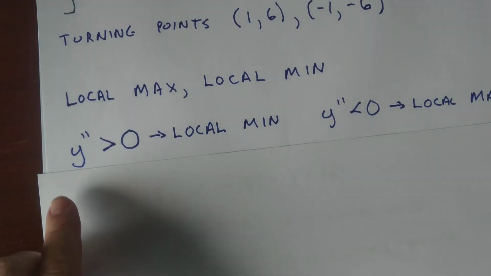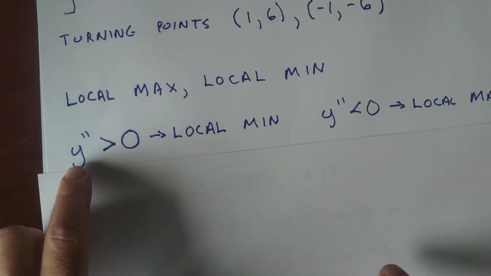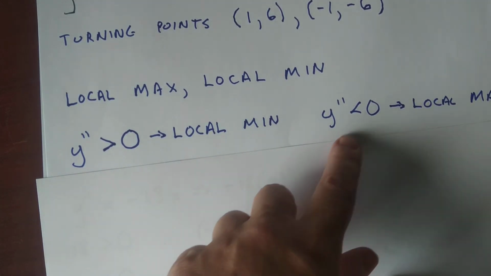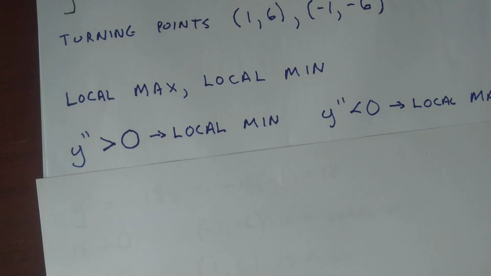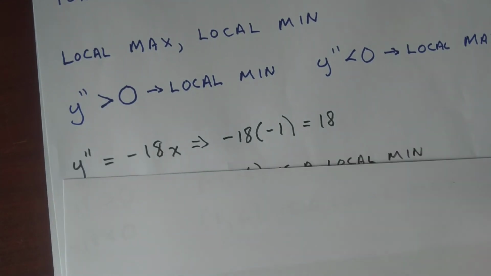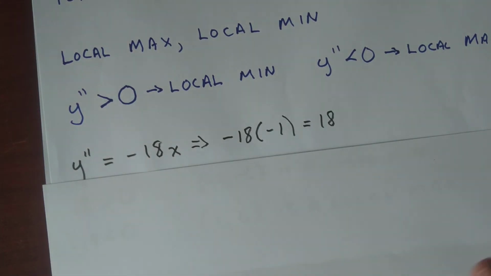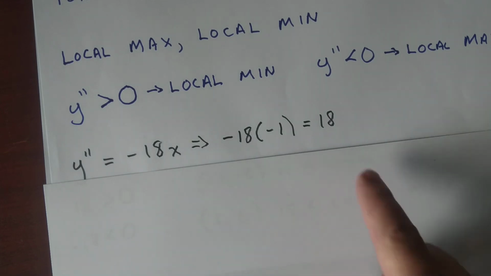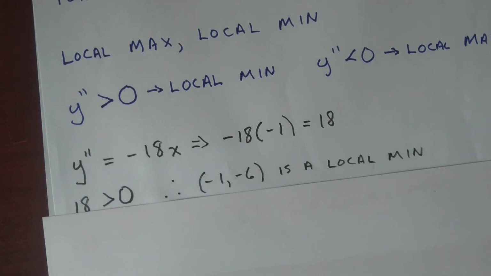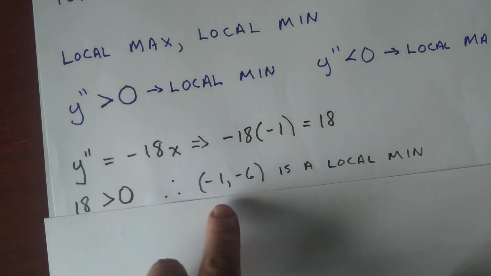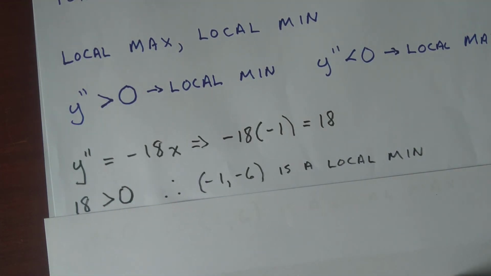Okay, so y double prime, if it's greater than 0, it's a local minimum. If it's less than 0, it's a local maximum. Next, the second derivative, we found it. We put in the -1. Remember, we got 2 values for x. We got 1 and -1. I just started with the -1. And we find out that 18, we already knew that, is greater than 0. So that means -1, -6 is a local minimum.